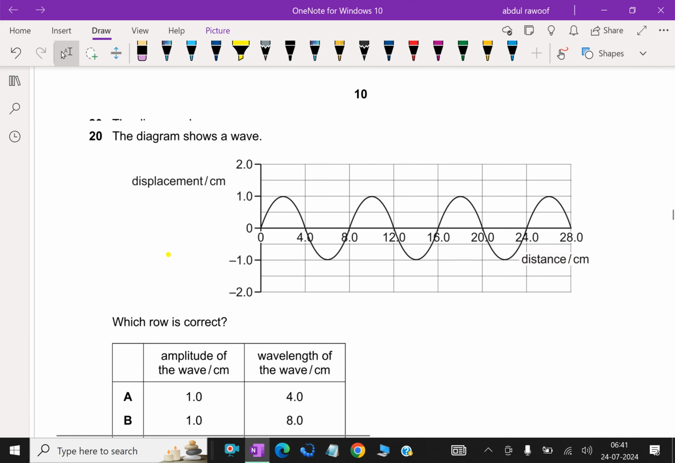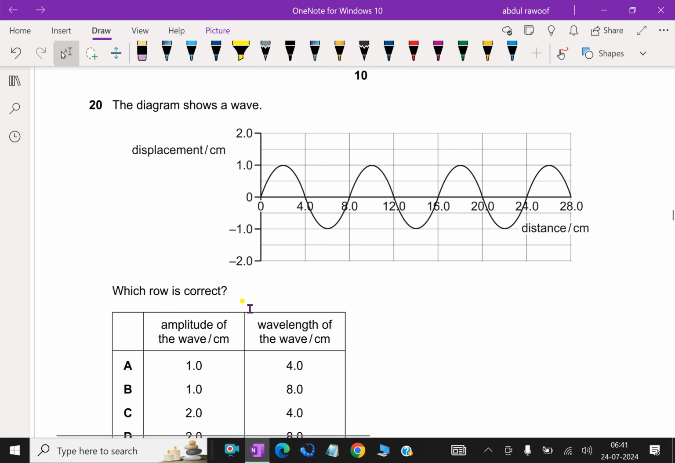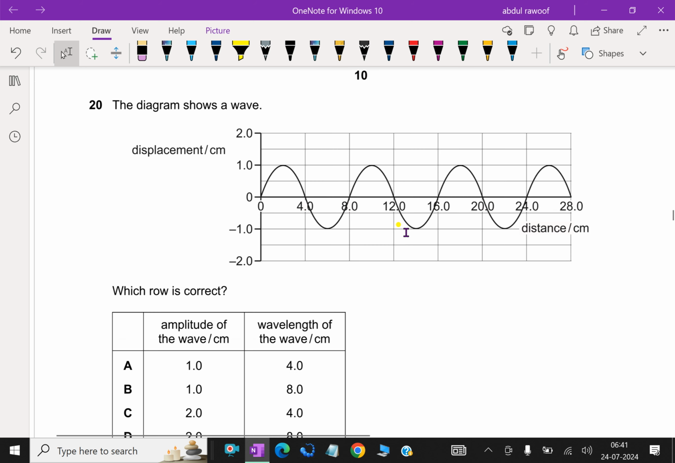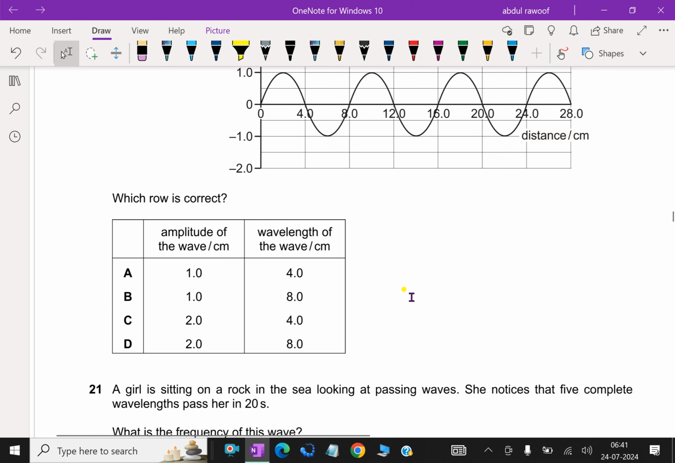Look here. This diagram shows displacement versus distance. This highest point is the amplitude. From here to here is a wavelength. Which row is correct? Amplitude is 1, which is correct because this is the highest point. And the wavelength is 8, one complete wave, 8 centimeters. So option B is correct.